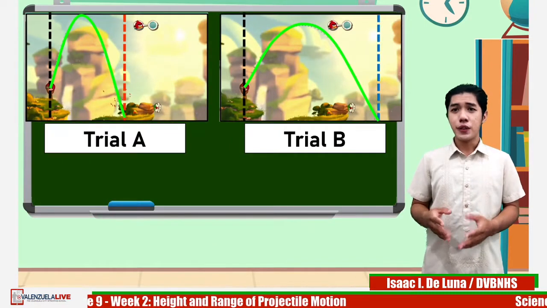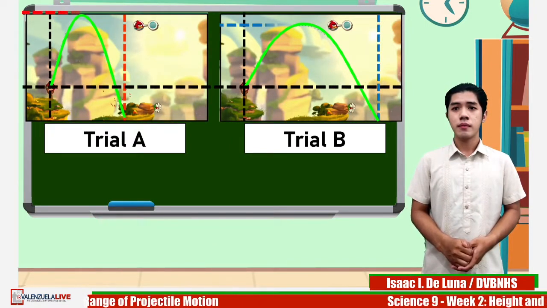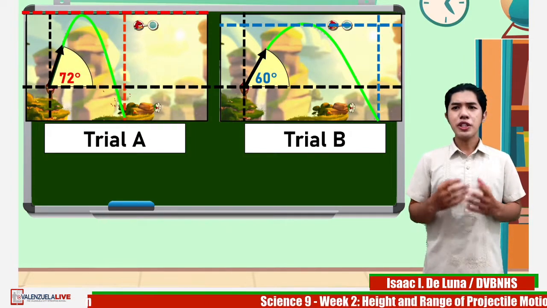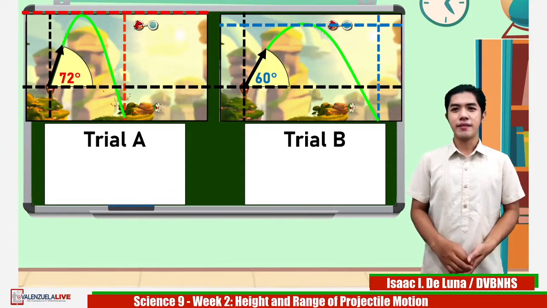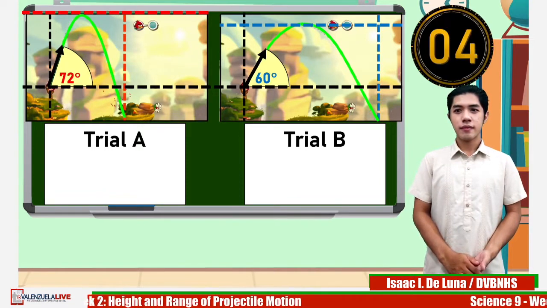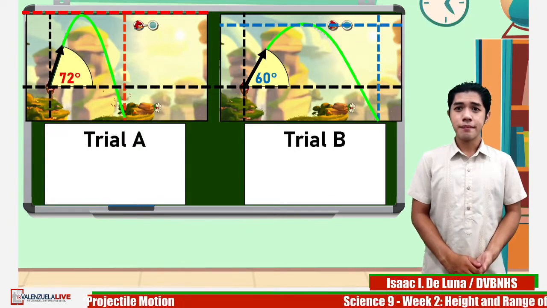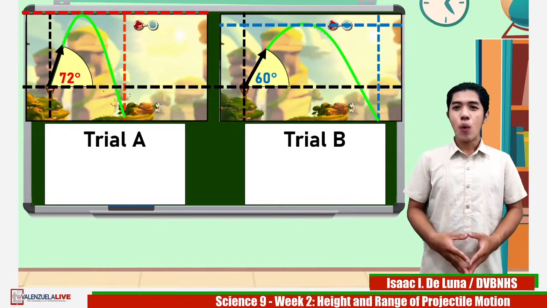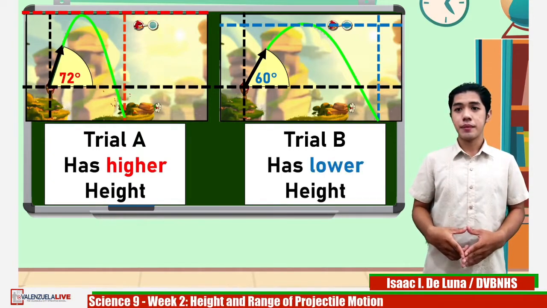Let's make another comparison of these two examples. In which trial did the bird reach higher height? Type your answers now. Thumbs up. You got it right. The bird in trial A was able to reach a higher height than the bird in trial B.